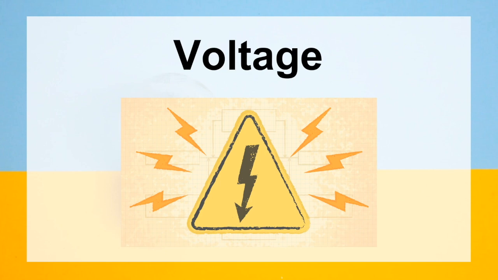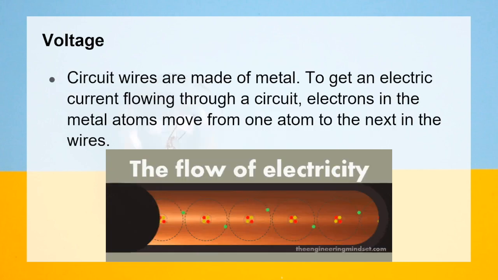You are pretty familiar with current as you have learned about it in primary school. What about voltage? What is the difference between current and voltage? To understand voltage, you need to first understand how electricity flows through the wires and electrical components in a circuit. Circuit wires are made of metal. Each metal atom has smaller particles called electrons. The electrons carry a negative charge.